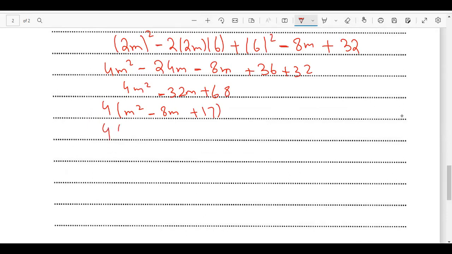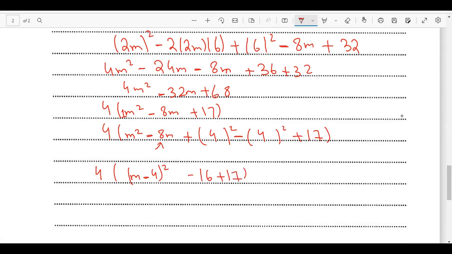Okay, 4. How is the completing square method? This has 1, so we are done with the first step already. Then this would come as it is. Then I need to add and subtract the square of half of this number. So half of 8 is 4. So I'll be adding 4 squared and I'll be subtracting 4 squared, and 17 would come directly, and this would become 4 is outside, m minus 4 and then minus 4 squared and plus 17.